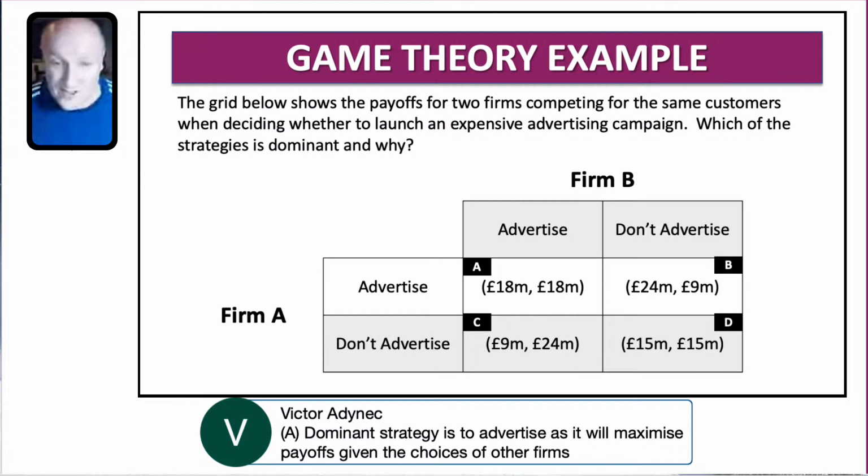Victor, dominant strategy is A, so advertisers will maximize payoffs given the choices of other firms. Because, of course, if you know that if they advertise and you don't, so for example, firm A doesn't advertise and firm B does, firm B ends up with 24 and firm A ends up with 9. So that's a really good answer there from Victor. Maximize the payoffs given the choices or the strategy of the other firms.